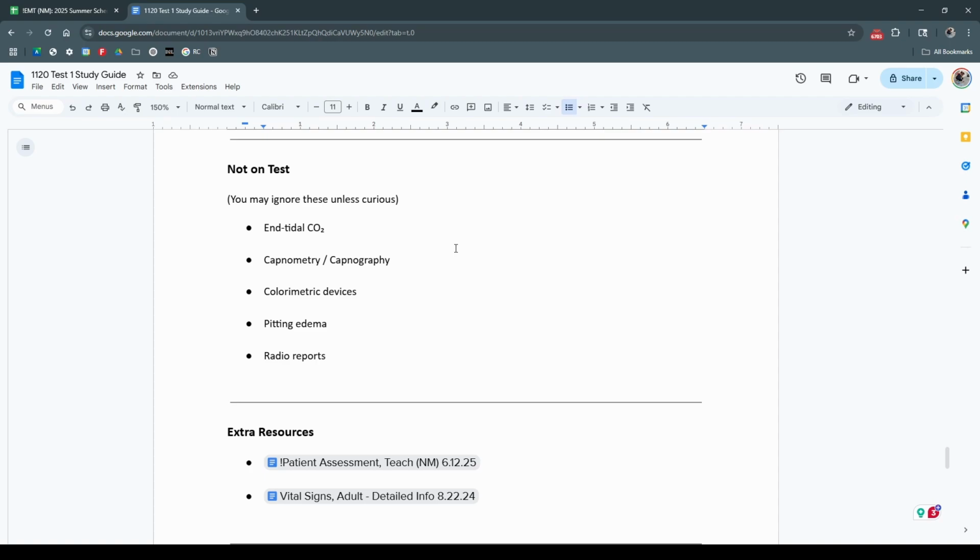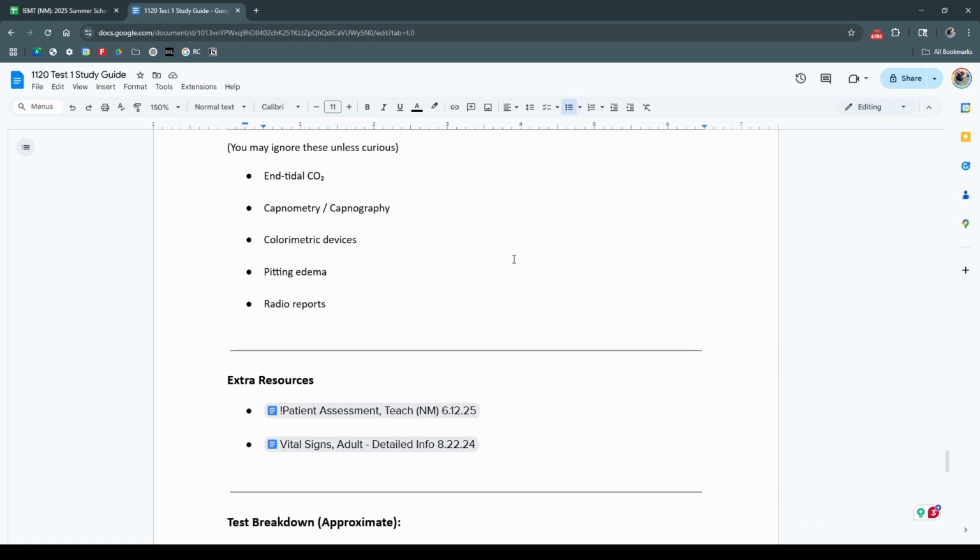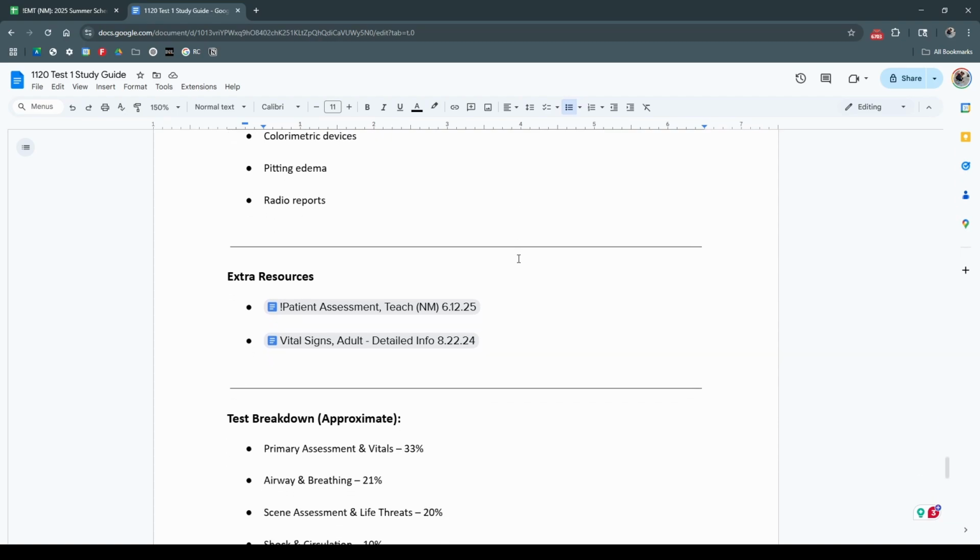Pitting edema just means, edema in general means fluid in the wrong place, and pitting means that when you press on it, you can still see your fingerprints. And so it's referenced a few times here in chapter 10, but I don't get into it a whole lot until we talk about cardiac issues later. As much as I think radio reports are important, I don't expect you to know it now, and it's not super helpful for the test.